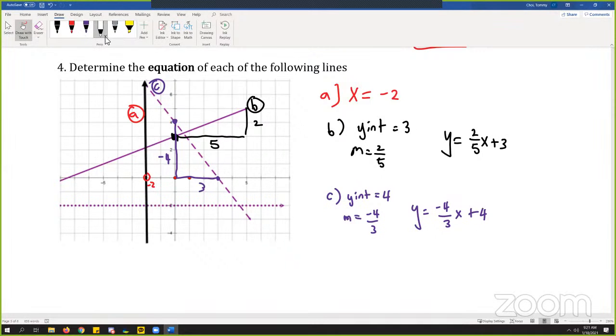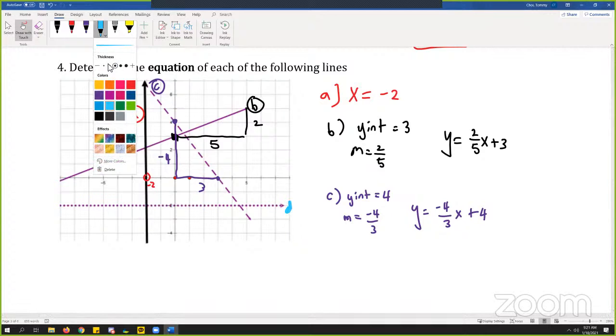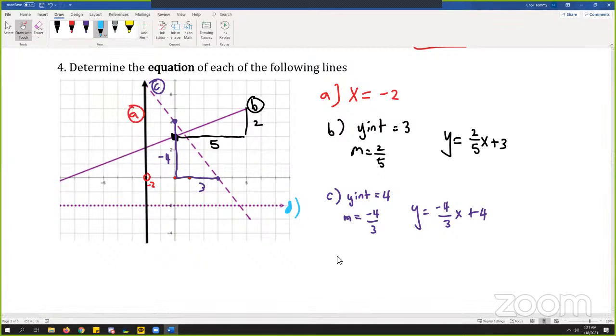And the last one, let's use a different colored pen. Let's do light blue, because that's a very nice color. We have the horizontal line here, right, for D. So for D, the horizontal line here, we know that's y equals a number. And what's that number? That's right here. That's at -2. So y equals -2 is our equation. Okay. Any questions about these 4 lines?